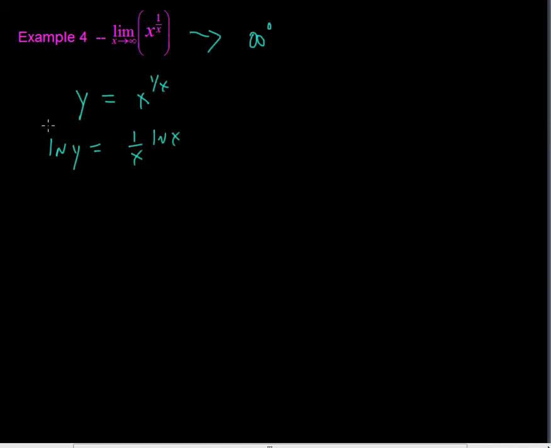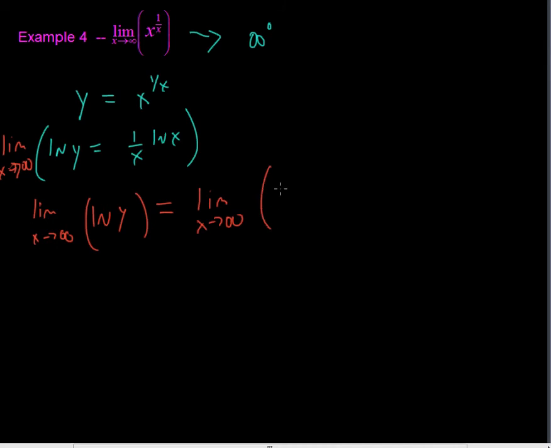Then, by using logs, we can say ln of y is equal to 1 over x times ln of x. And now if we take the limit of both sides of this as x approaches infinity, then we'll be finding the limit of ln of y. The limit as x approaches infinity of ln of y would be equal to the limit as x approaches infinity of ln of x over x.